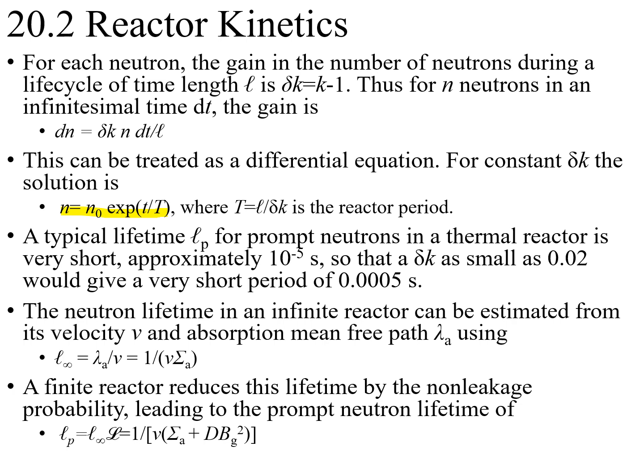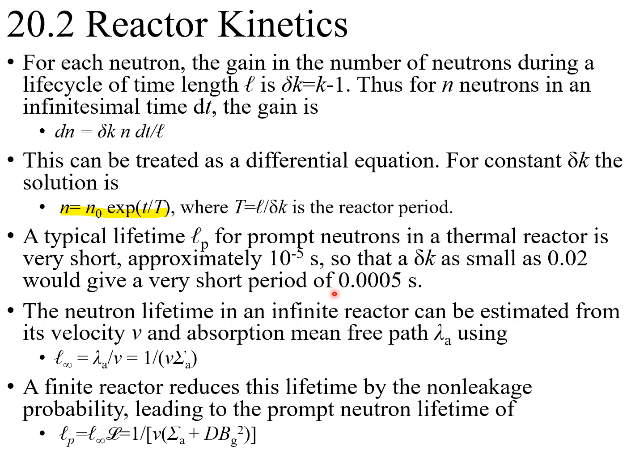If we consider L as 10 to the negative 5 seconds, and delta K as a small value, 0.02, for example your K is 1.02, this will give a very short period of 0.0005 seconds, which means that the neutron population will grow very rapidly.